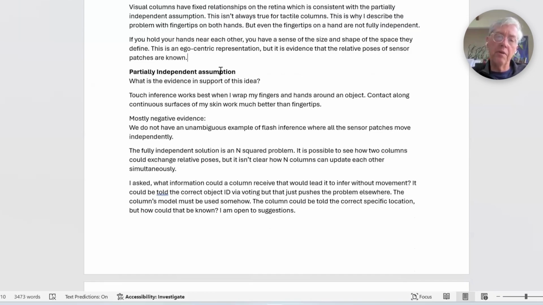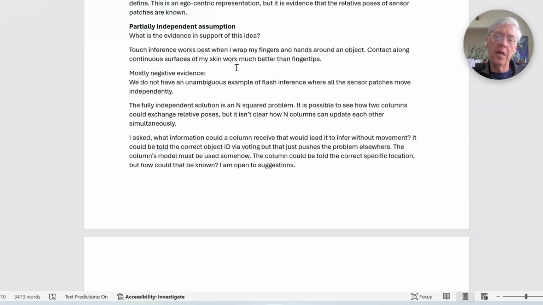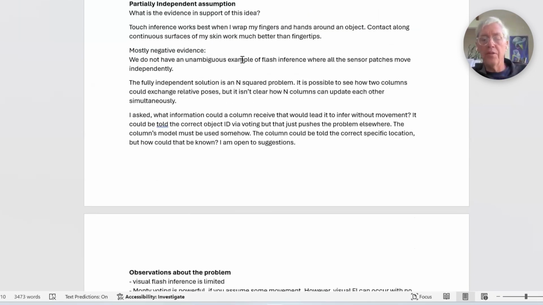Then I said, well, what is the evidence for the partially independent assumption? This is the idea that the local connections between columns are helping here. The columns know that they're adjacent to each other. I already mentioned this first one: touch inference works best when I wrap my fingers and hands around the object. Contact with one continuous surface of my skin works much better than fingertips. But after that, I have mostly negative evidence.